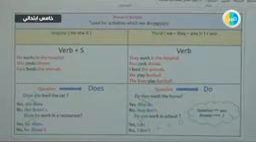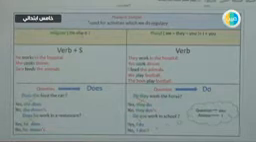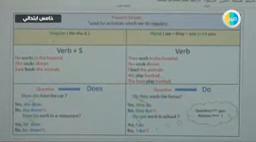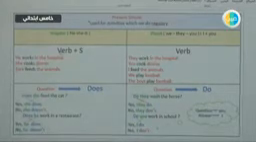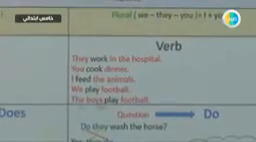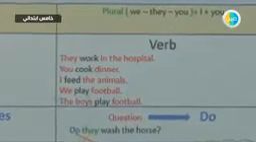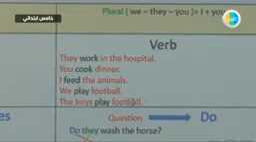Now we mentioned last time that with singular pronouns, he, she, it, or singular nouns like Sarah, Ahmed, Ted, we use the verb with S. For example, he works in the hospital, she cooks dinner, Sarah feeds the animals, okay? But with plural nouns or plural pronouns, we, they, you, plus I and you, we use the verb with no ending, nothing. They work in the hospital, you cook dinner, I feed the animals, we play football, the boys is plural, the boys play football, okay?